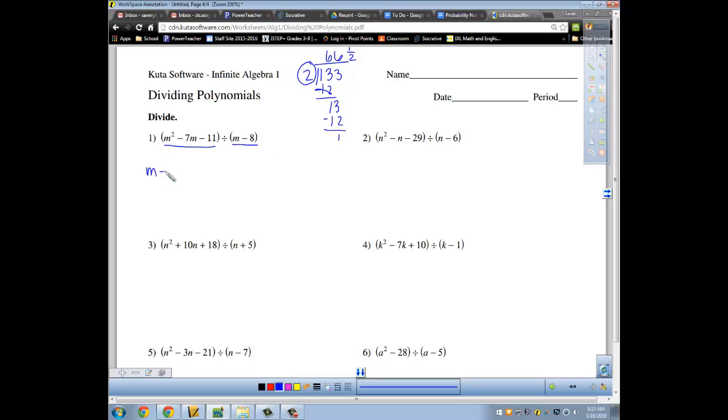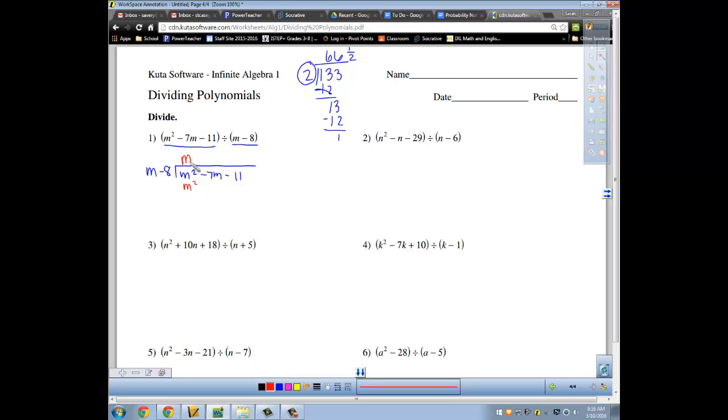So we have m minus 8 on the outside, and then m squared minus 7m minus 11 on the inside. The way I'm going to think about this is I already have an m, but I want an m squared. So since I have an m, to get m squared, I'm going to have to multiply it by m. So m times m would give me m squared.